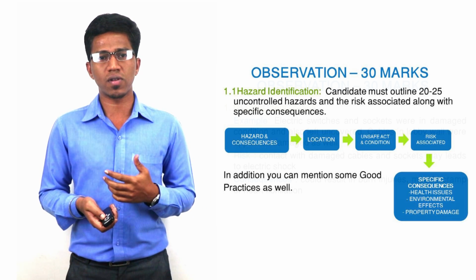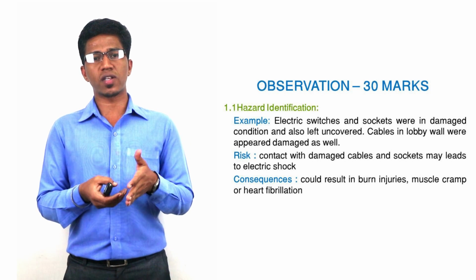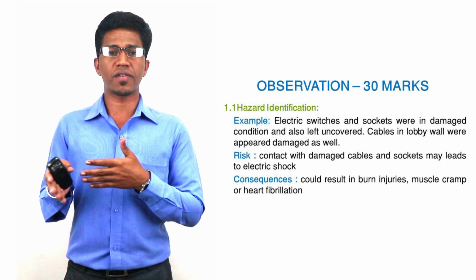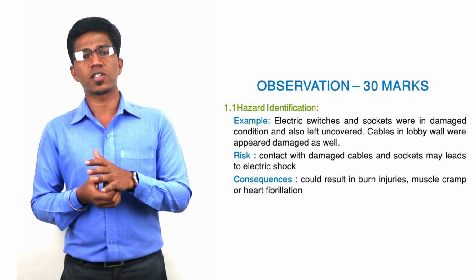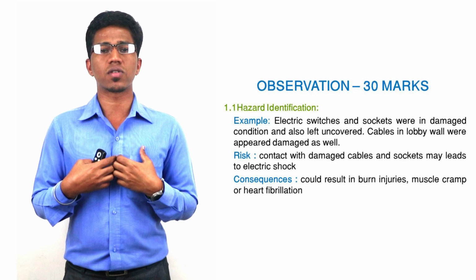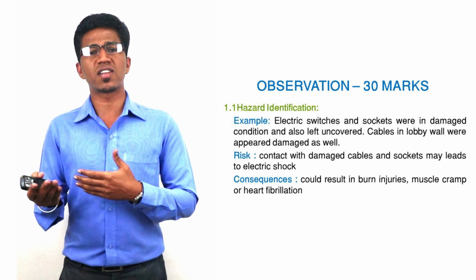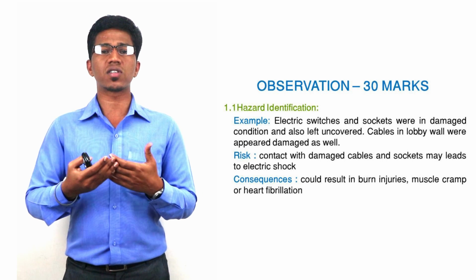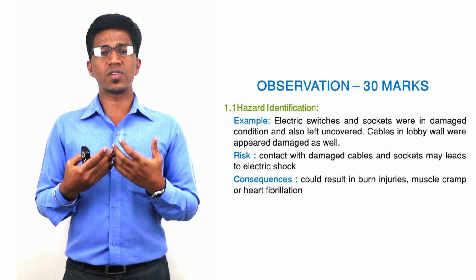Let's take an example of this hazard identification. Electric switches and sockets were in damaged condition and also left uncovered. Also, cables in the lobby wall appear damaged as well. Now, this is my observation. Is it an unsafe act or an unsafe condition? It's an unsafe condition. What happens with this unsafe condition? Is there a risk associated? Yes.